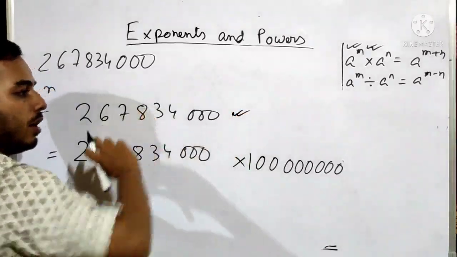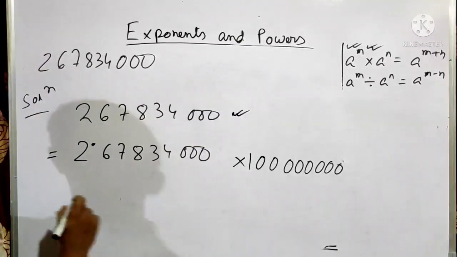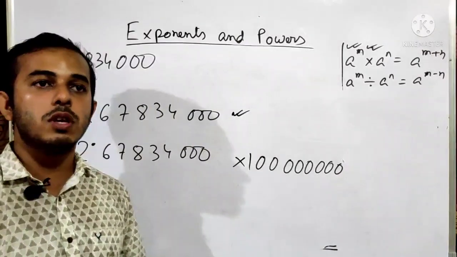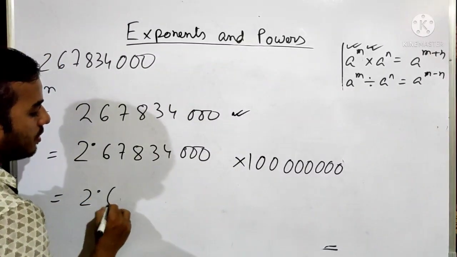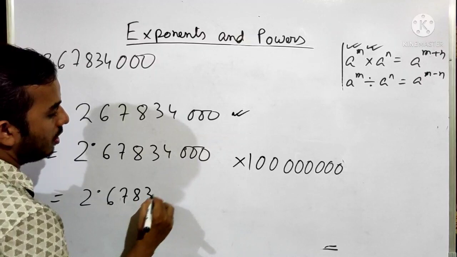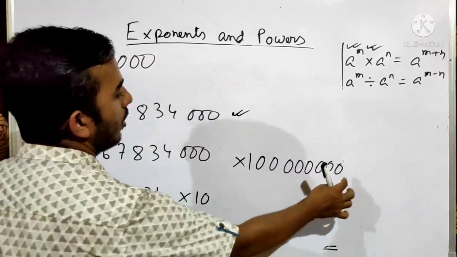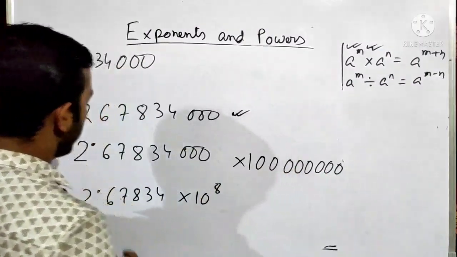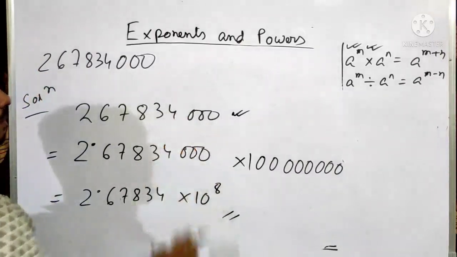Okay. So now did its value get changed? No, its value didn't get changed. Clear? Okay. So now look, after the decimal, no need to write the 0. So it will be 2.6783 4. Into this can be written as what? 10 to the power 8. Clear? So this is your a into 10 to the power n. So this is the standard form of that number.